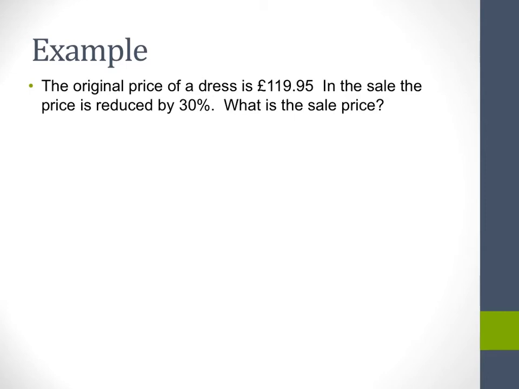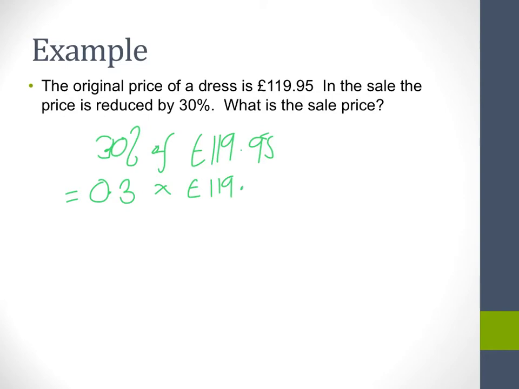Right, so another example. We've got the original price for a dress is £119.95. In the sale, it is reduced by 30%. What is the sale price? Now for this one, I'm going to use a calculator method. So I need to work out what 30% of £119.95 is. So we'll write, well, 30%, 0.3 as a decimal. Work out 30% of £119.95.